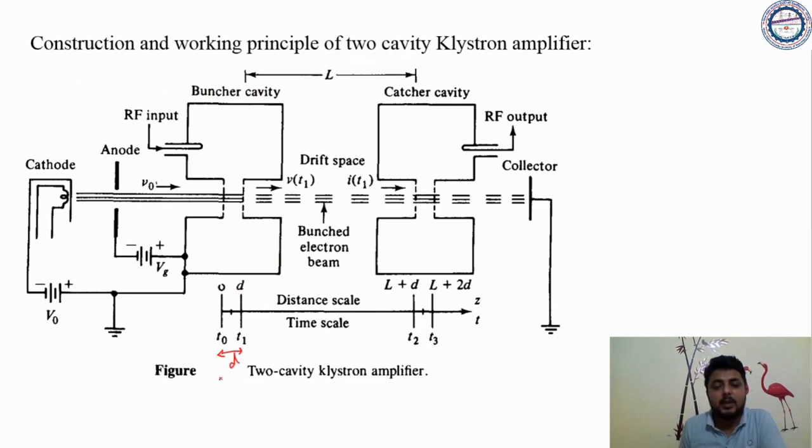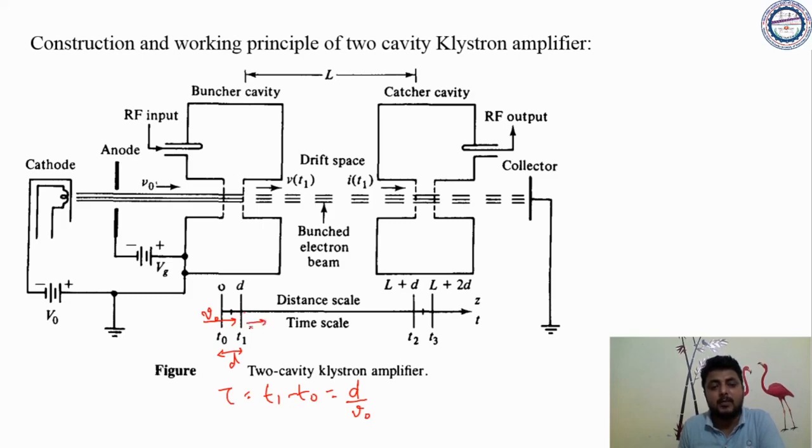So this can be written as transit time is equal to t1 minus t0, and this can be written as d upon velocity v0. Suppose let us assume that in the cavity the electron which is traveling with the velocity v0, after the exit of this cavity gap it may be accelerated or decelerated, depends on this.